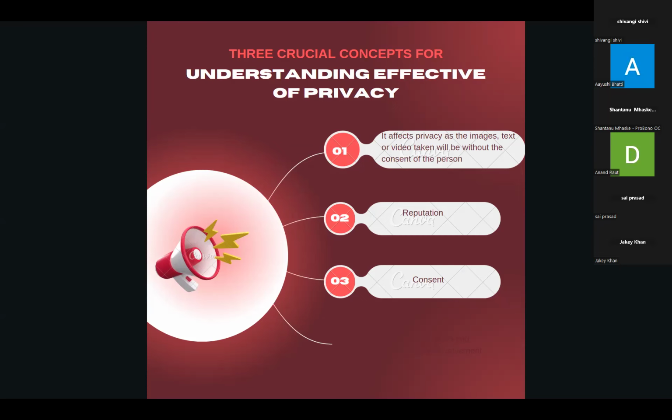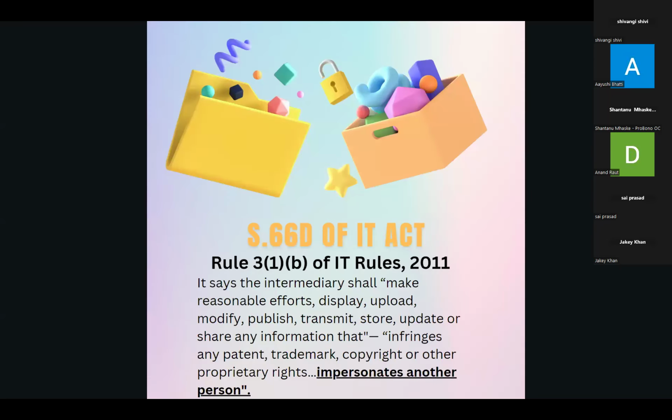Then what are the laws surrounding it? As of now, there are no stringent laws. The laws that come under the purview of deepfakes, we can constructively say, are Section 66D of the IT Act, which specifically addresses violation of privacy, and provides punishment for cheating by personation, that is, by using computer audio, text and messages and everything.